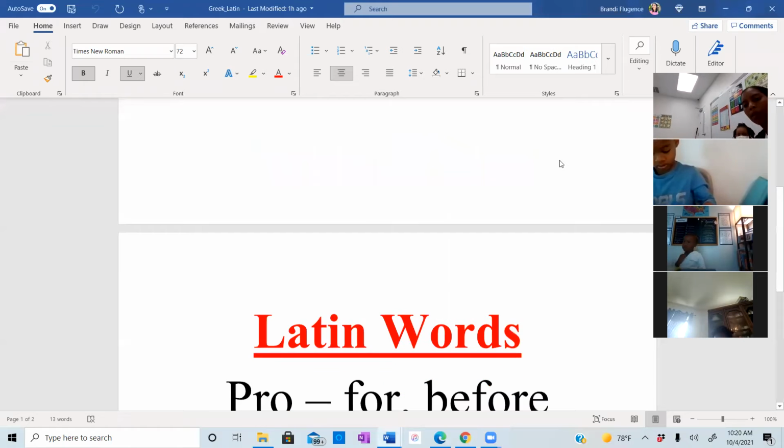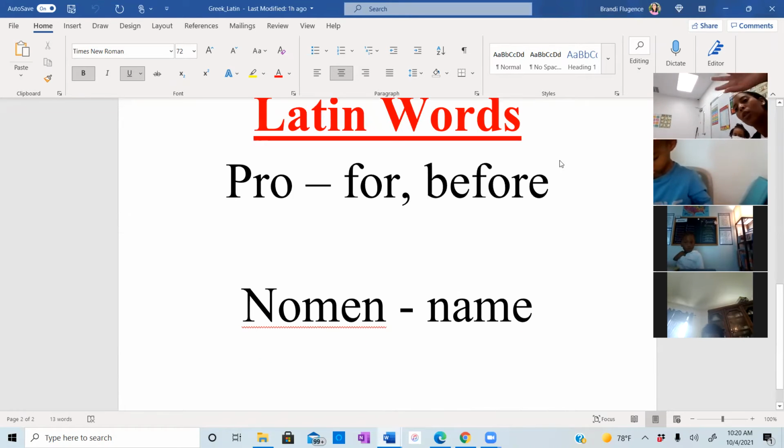Metron. Okay, next we have our Latin words. So this week we have 2 Latin words. That's what's going to make our list of 15. So we have pro. P-R-O, pro, and it means for, before. Again, for, before. So again, pro, P-R-O, pro, and it means for, before. And a word we get from pro would be to profess something, when you say it before. When you say something.